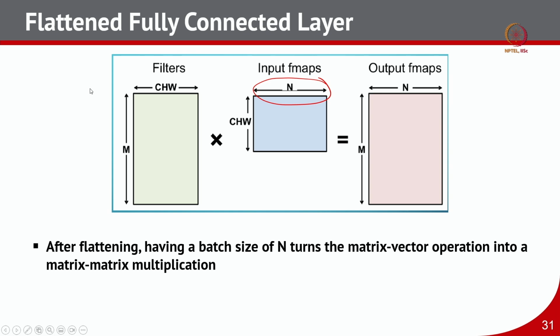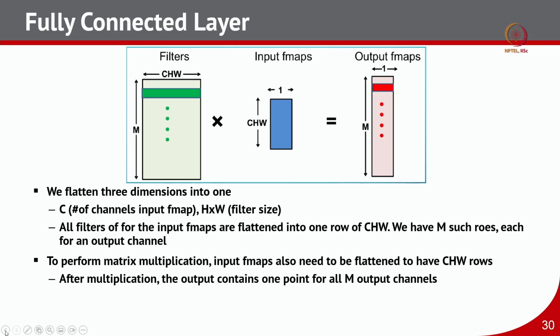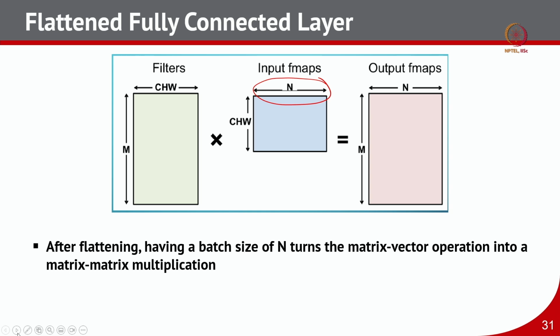If we had a batch size of 1, let me go to the previous slide, it was just a matrix vector multiplication. Now, since in this case we have a batch size of n, we have this matrix multiplication. So, that is the flattened fully connected layer.